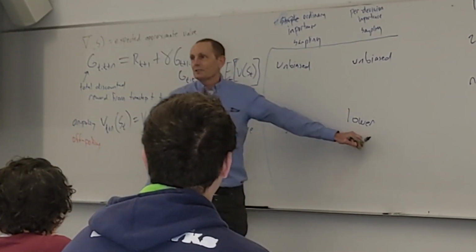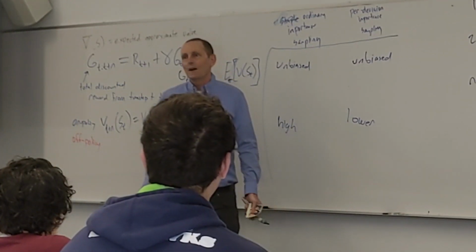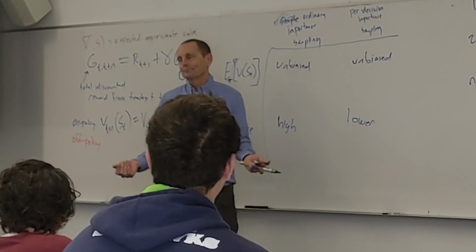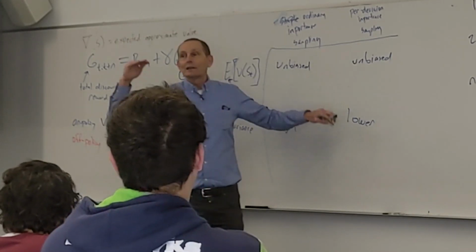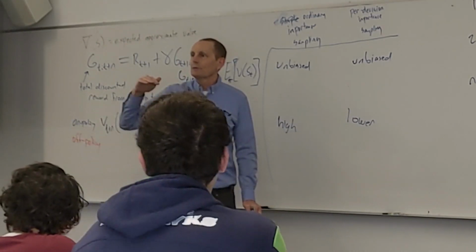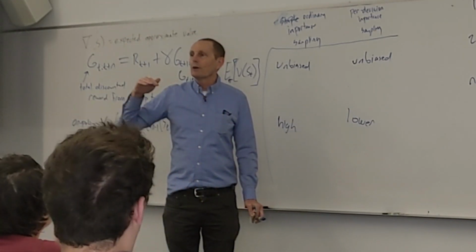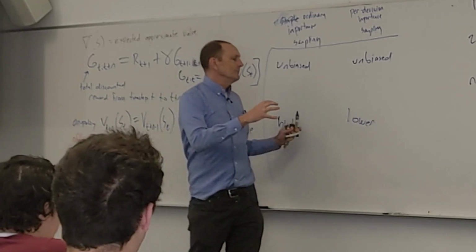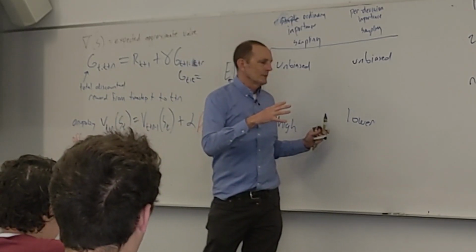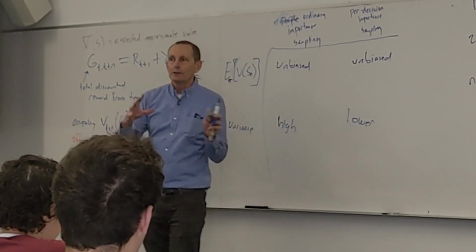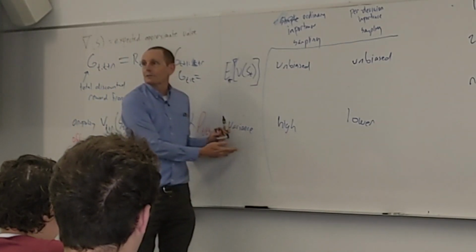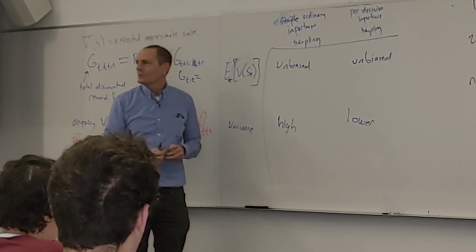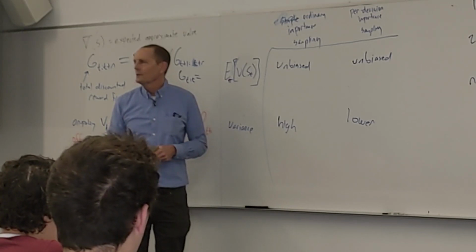The per decision importance sampling says, fine, that last reward, we just can't count, right? But all the previous rewards, we can go ahead and count. And therefore, we're going to get a tighter estimate. And the tighter is what gives us this lower variance. Does that make sense? Any questions on that?